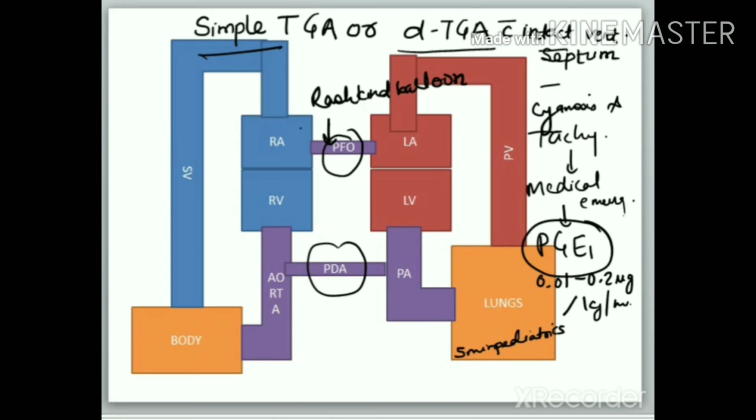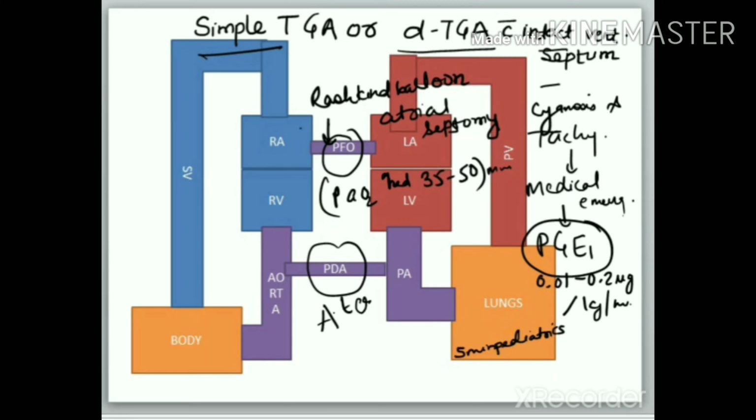Even after this, if the saturation is not improved and the child remains acidotic, then we have a palliative surgery, Rashkind balloon atrial septostomy. Here a big opening is made between the two septums so that more blood can be mixed. So the saturation increases, or PO2 increases by almost 35 to 50 mm. But this is not the treatment of choice.